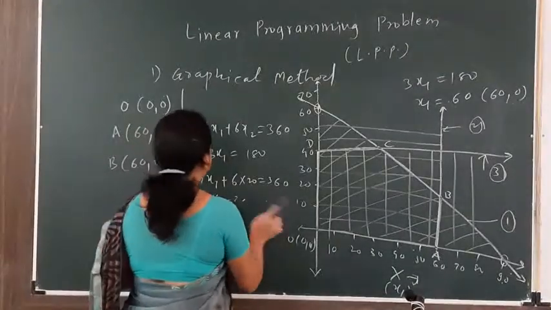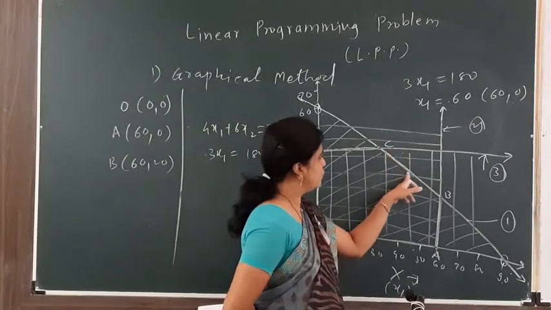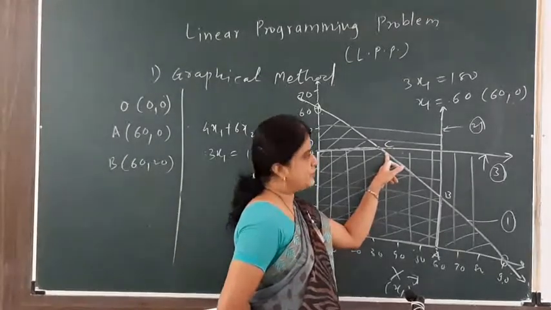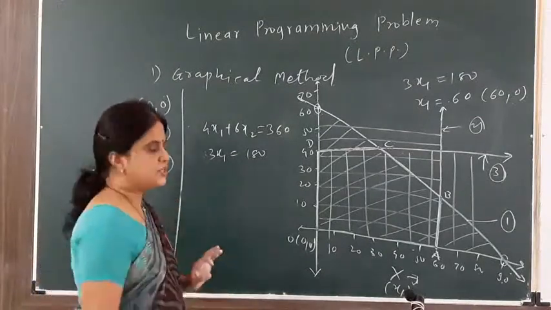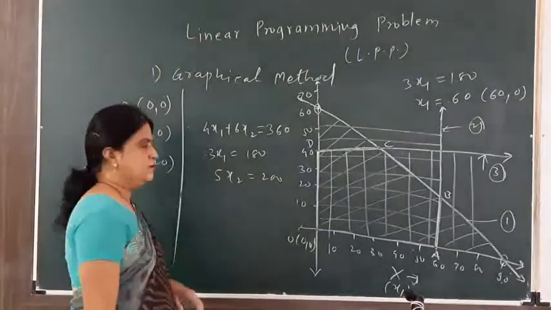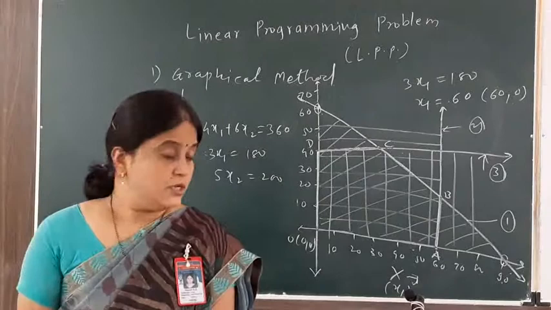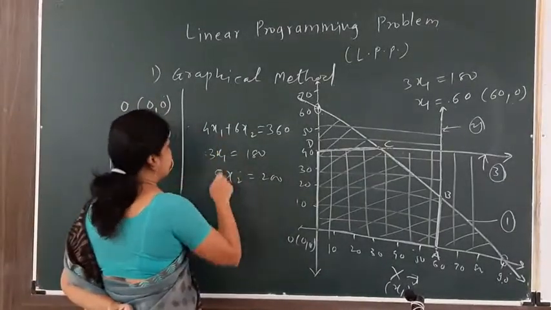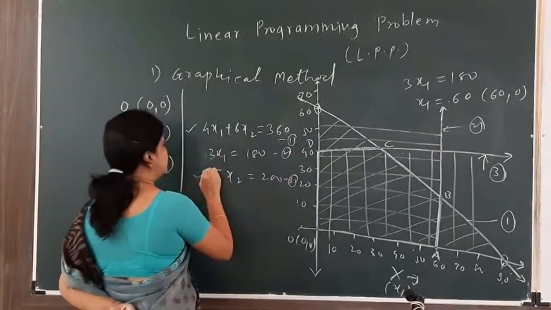Now what about the point C? To get the value of point C, we need to solve equation 1 and equation 3, because this is the intersecting point of equation 3 and equation 1. So what is equation 3 over here? My equation is 5x2 is equal to 200. Okay, first equation, this is the second equation, and this is the third equation. Now I need to solve these two equations.